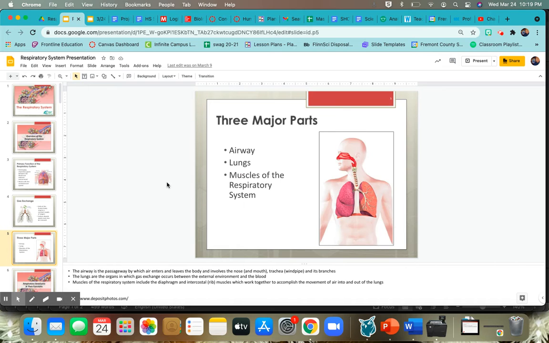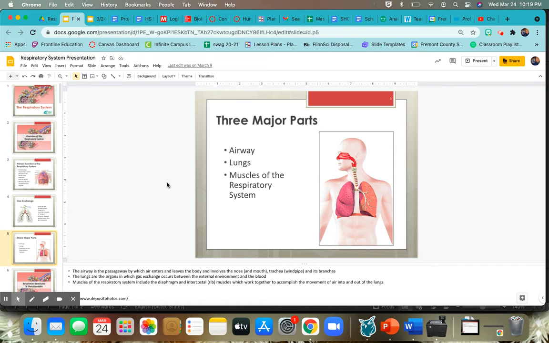Okay. The three major pieces of our respiratory system include our airway, our lungs, and the muscles that operate the respiratory system. So when I say airway, I mean the passageway that air comes into and leaves the body: your nose, your mouth, your windpipe, or your trachea, and the branches of it.